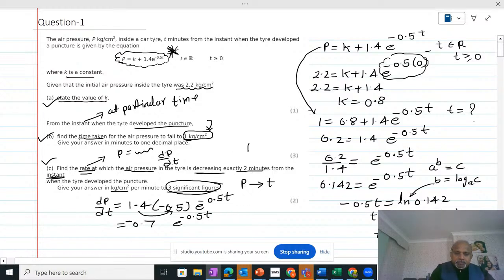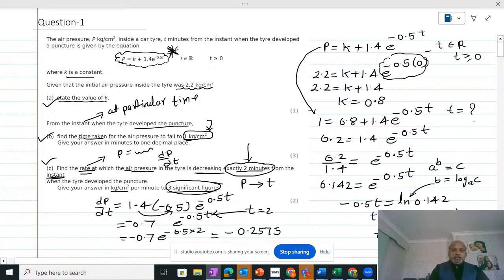Now, what is the time given here, guys? It is given exactly 2 minutes. So we are going to put t equal to 2 in this t. So once we put that, minus 0.7 e to the power minus 0.5 times 2, and we'll put this value in a calculator.